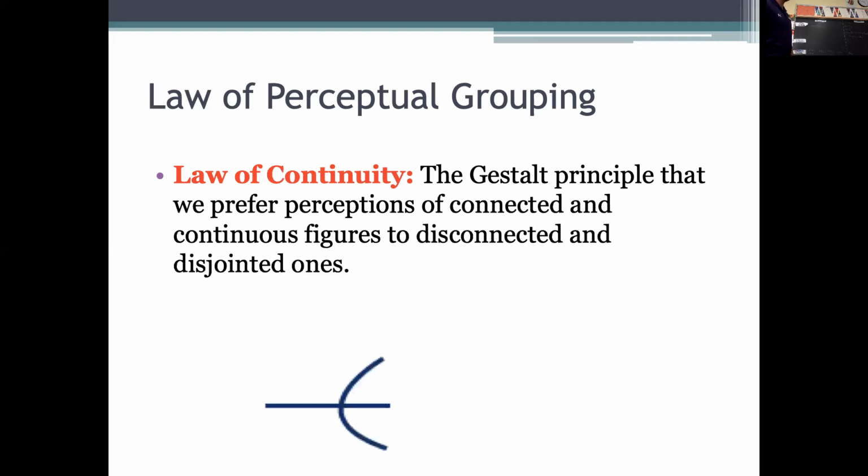Proximity. All right, continuity. The principle is that we prefer perceptions of connected and continuous figures over disconnected ones. So we assume that this line just continues on, right? Even though it's intersected, these lines continue in a forever line of motion. With these lines especially, obviously they intersect, they collide, but we understand that they'll continue on, that they won't just stop. And that's this idea of continuation, continuity.